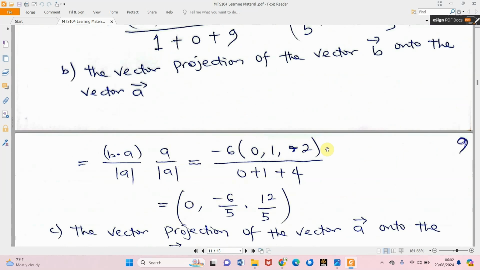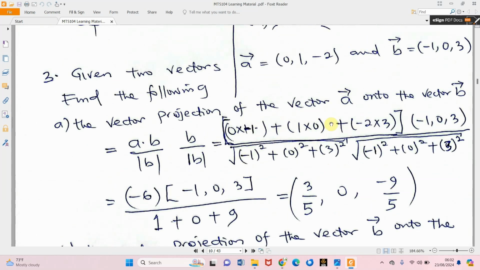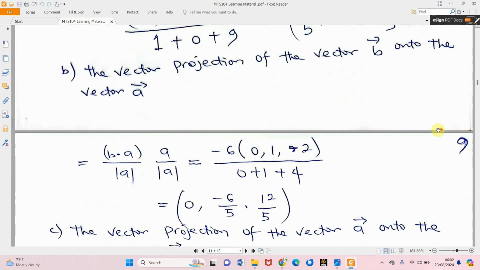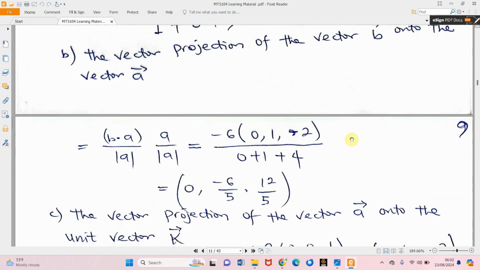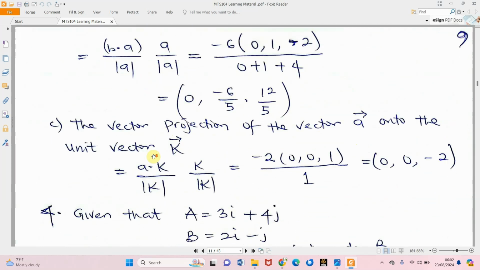Now, the vector projection of vector B on A, what do we want to do? The first question we solved is actually vector A on B. Now the second one is vector B on A. So for vector B on A, remember this expression: the dot product, then we have A, then the magnitude squared. So we do that.